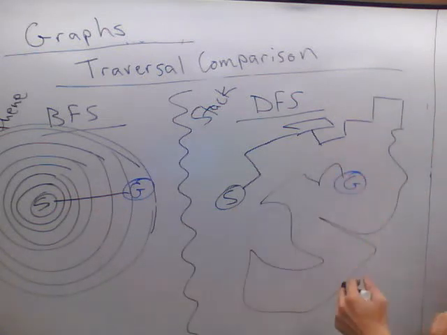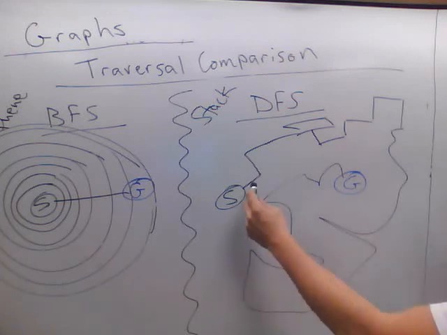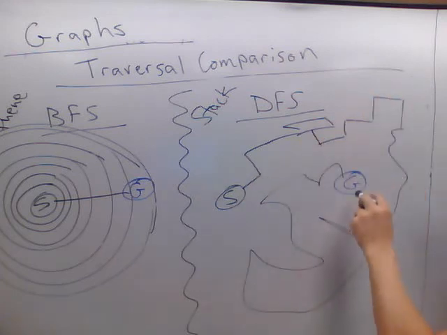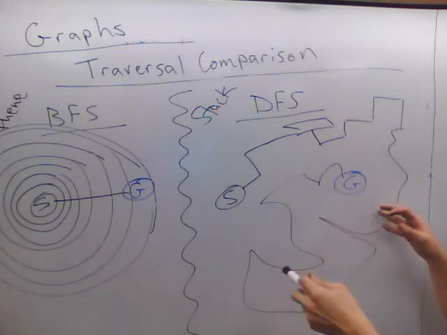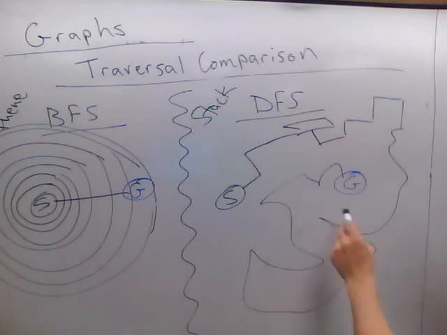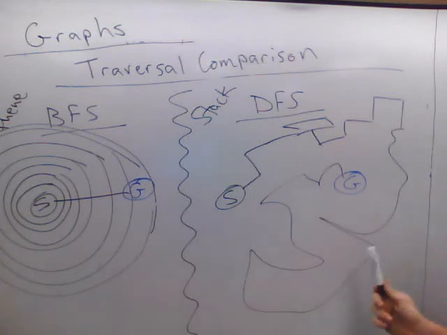DFS, you can see by this example that it went everywhere and eventually found it. So it will find it, and it may find it faster than BFS, but it's not guaranteed to give you the shortest path between start and goal. And you can easily see that by this example here.